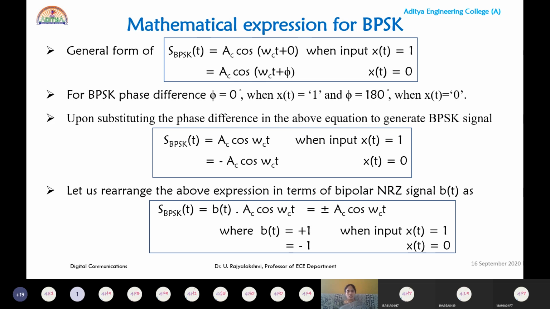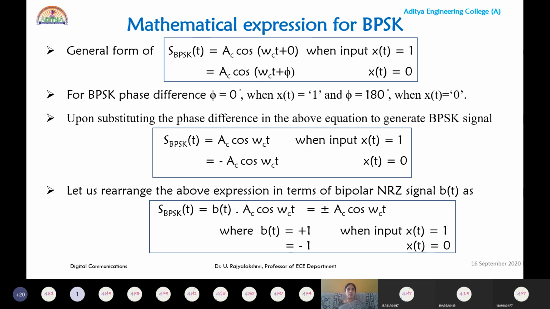We already discussed all these general expressions of BPSK in the last class. I am just recollecting all the points for you. The general expression for BPSK is plus Ac cos omega ct when the input is 1, and minus Ac cos omega ct when the input is 0. We can represent the above BPSK signal by using the bipolar NRZ signal, where b of t is defined as either plus 1 or minus 1. B of t is plus 1 for x of t equal to 1, and when x of t is 0, b of t is equal to minus 1.